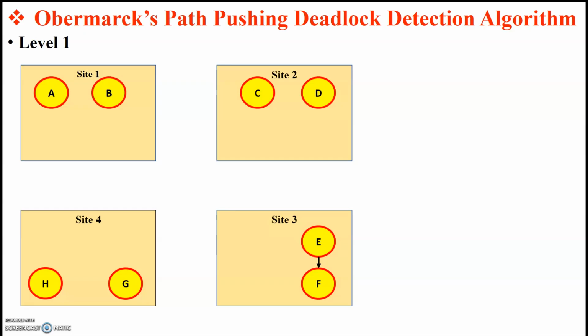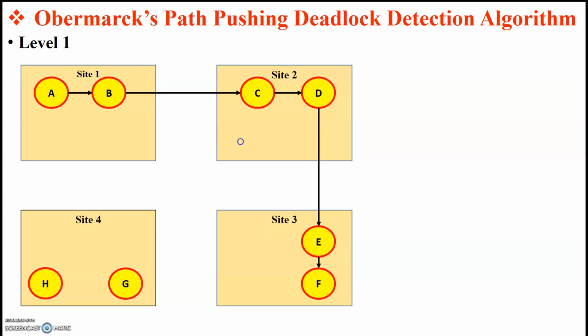Each site will have processes in it, and let's say here on site 1, A is waiting for the resource that is allocated to B. Similarly, B is waiting for the resource that is allocated to the external process, that is C, which is on site 2. C is waiting for D. D is waiting for E, which is placed externally on site 3. Or we can say D is waiting for an external process E.